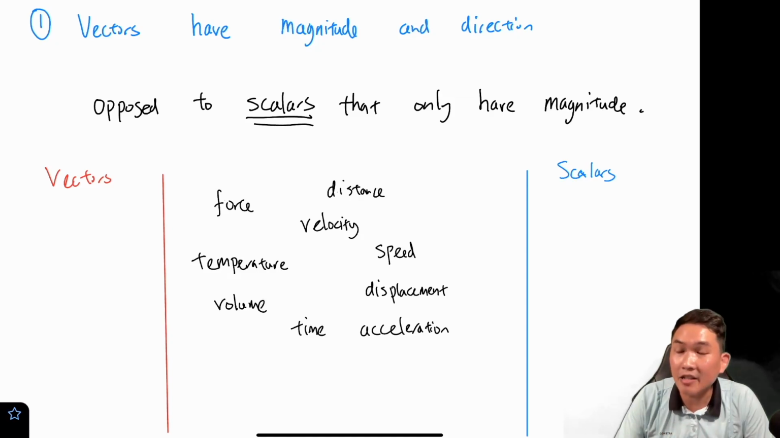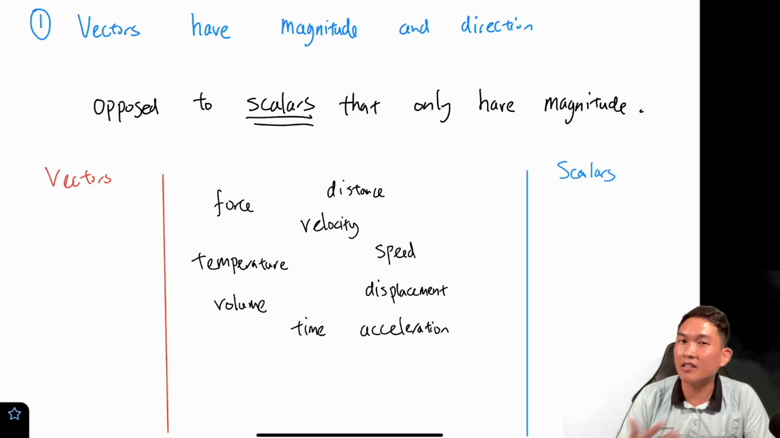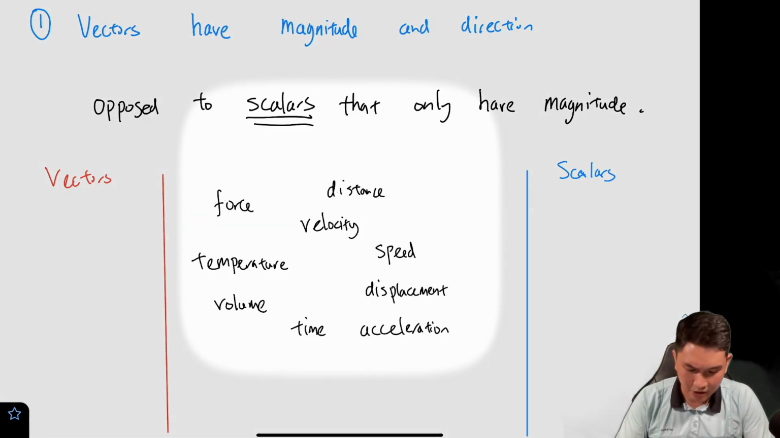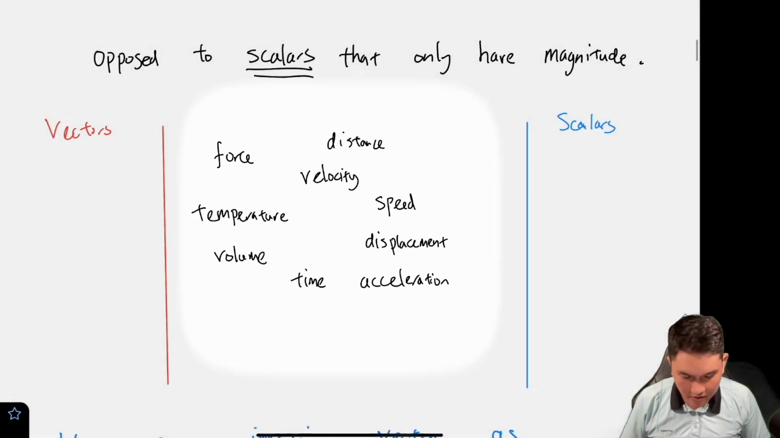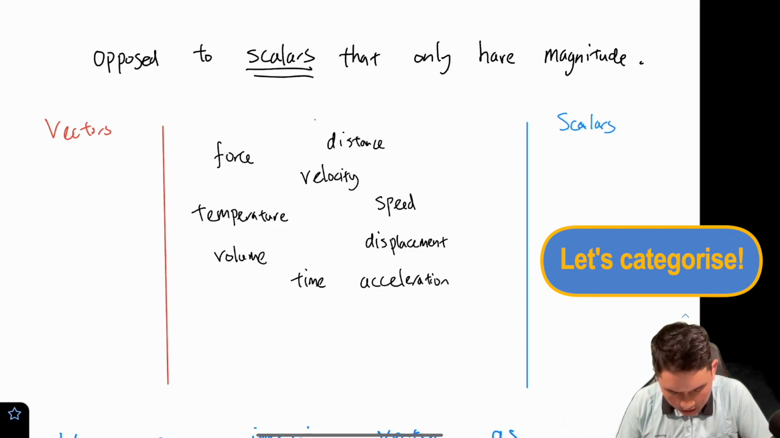Vectors have a magnitude and a direction. They have a size and they point to a certain direction, as opposed to scalars, which only have a size. So over here I have quite a few quantities, and let's try and categorize them as vectors and scalars. I'm going to start with distance.